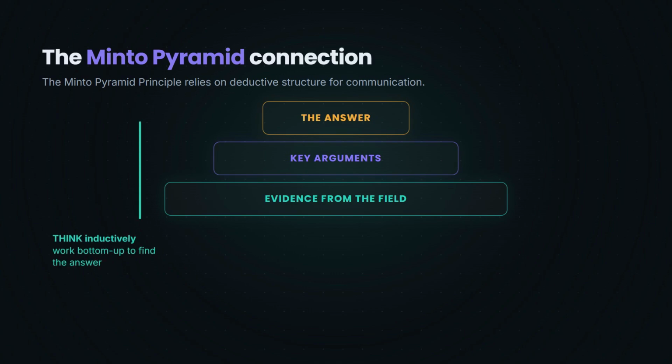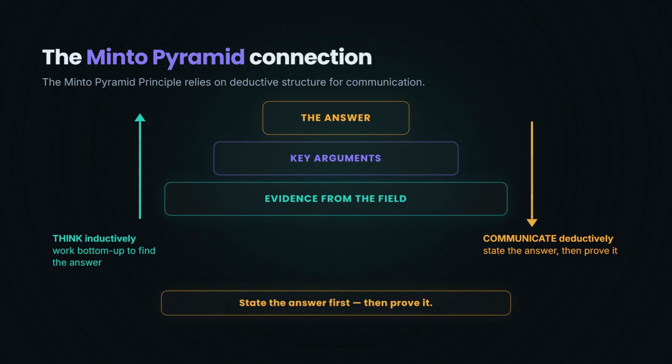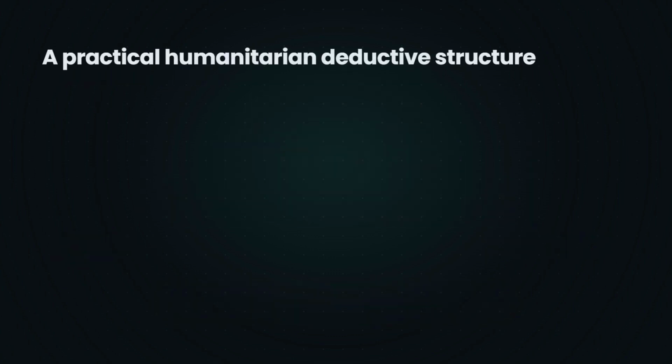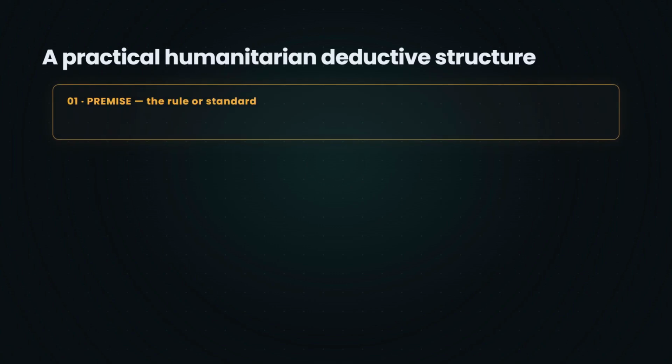We may think inductively to find the answer, but we should communicate deductively by stating the answer first, then proving it. A practical humanitarian deductive structure looks like this. Premise, the rule or standard. Example: all communities are entitled to water access that meets Sphere standard.